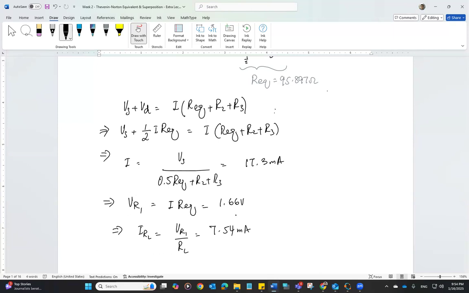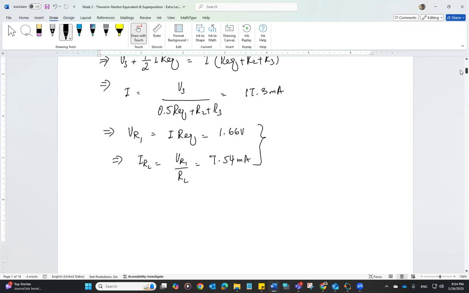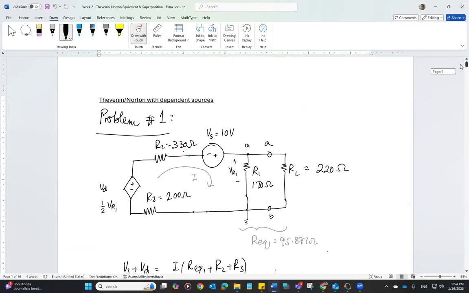My load voltage, of course, is VR1, 1.66 volt, and the load power is going to be VR1 times IRL, or IRL squared times RL, whatever you want to call it. As long as you get the same voltage and same current in the Thevenin circuit, of course, the power is going to be the same. So these two quantities are important because we are going to compare them from the Thevenin circuit to see if we get the same results or not. If we do, that means our Thevenin equivalent circuit is equivalent from the load perspective.